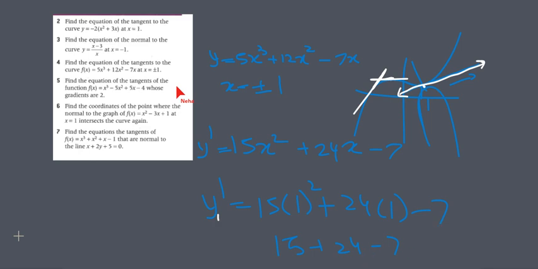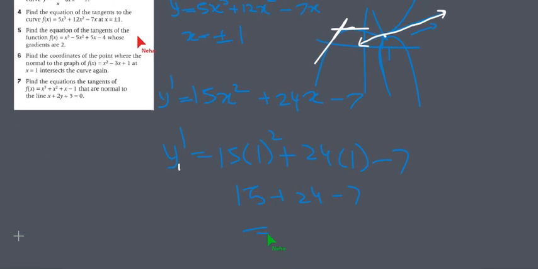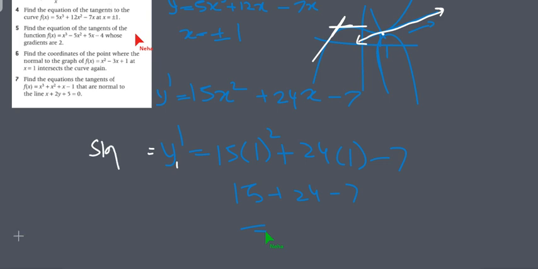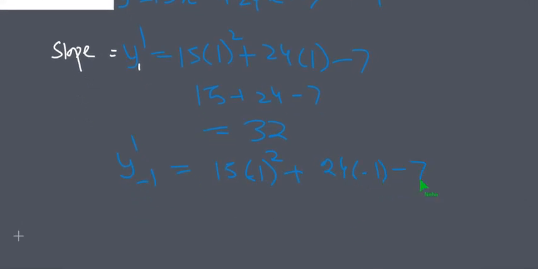This is basically the slope. 15x squared plus 24x minus 7 at 1 gives 32. Okay, good. For negative 1: 15 times, no, plus, because squared, minus 24 minus 7. Negative 16. Negative 16 exactly.